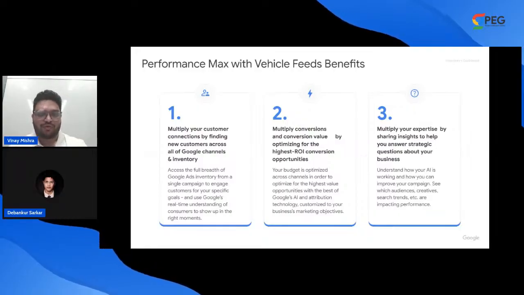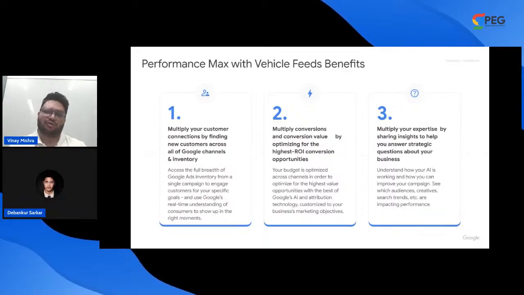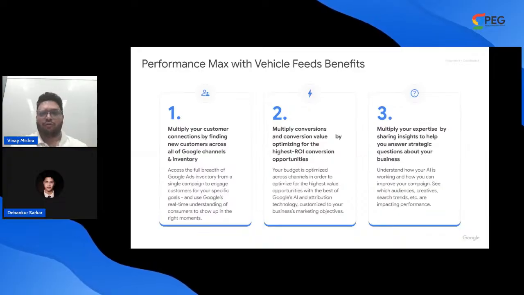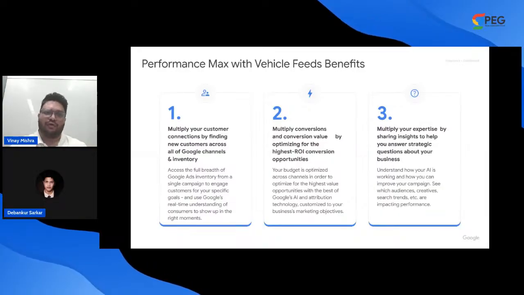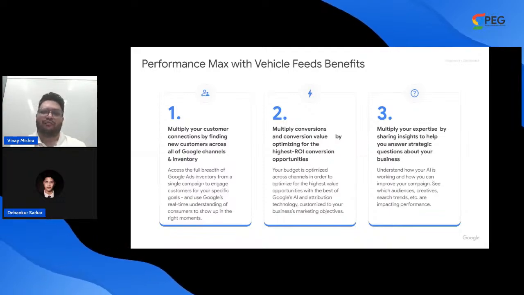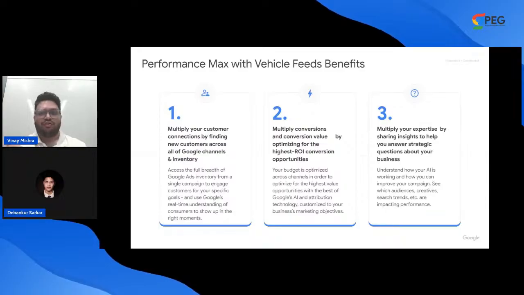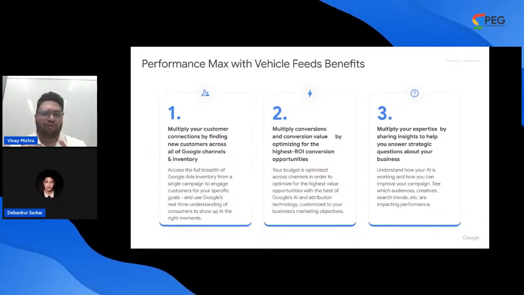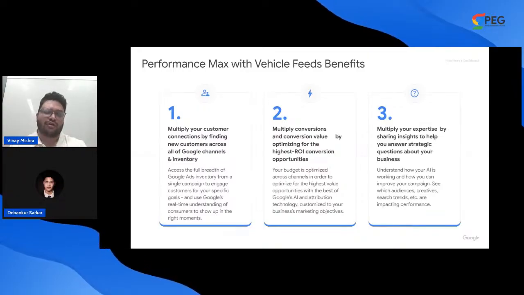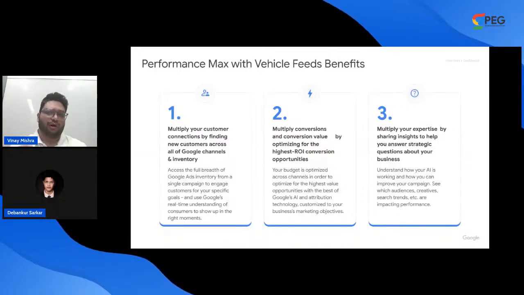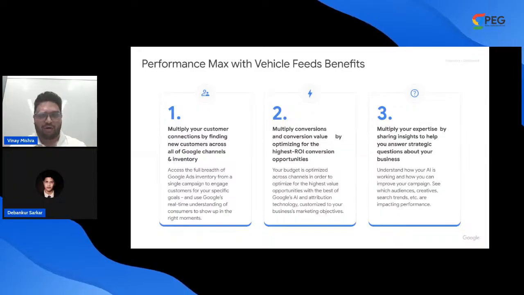Multiply your customers by connection, finding new customers across all the Google channels and inventory. As we were speaking earlier, Performance Max with vehicle feeds offers you two options where you can use the Google audience signals: you can set your campaign to the new customer acquisition goal, or the new user goal, right? If you're setting your campaign to find new users based on your first party data, it can optimize towards finding users who are lookalike to your existing data.